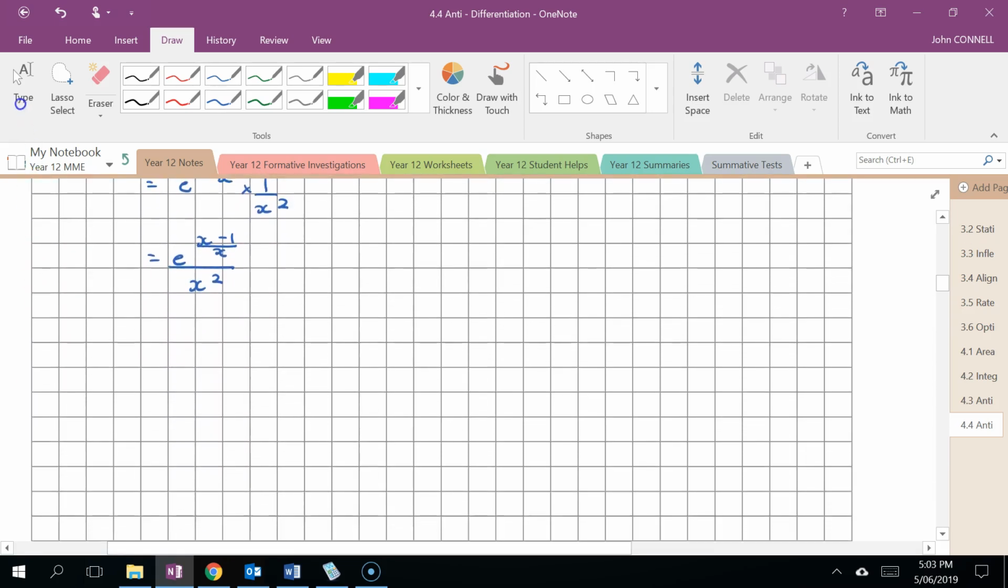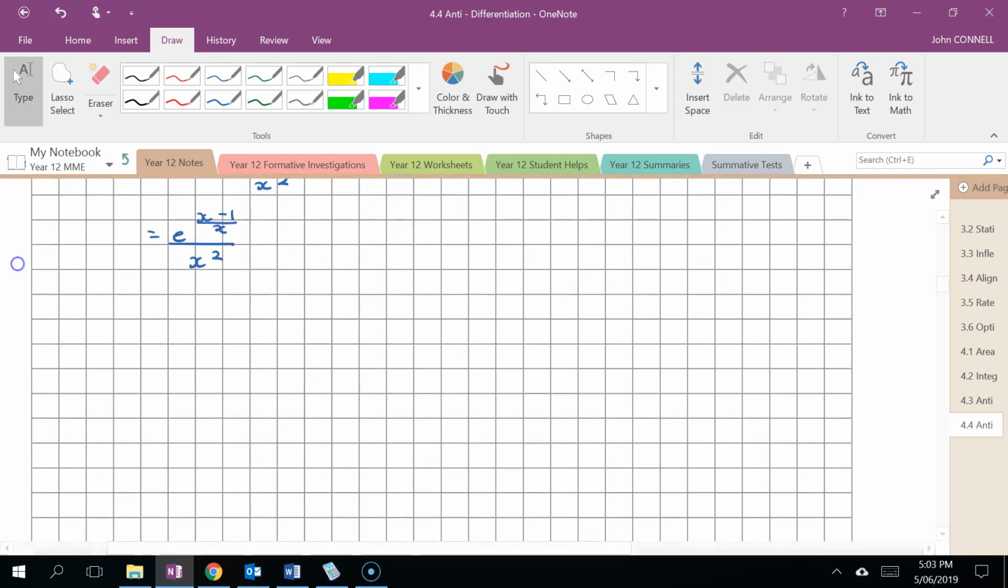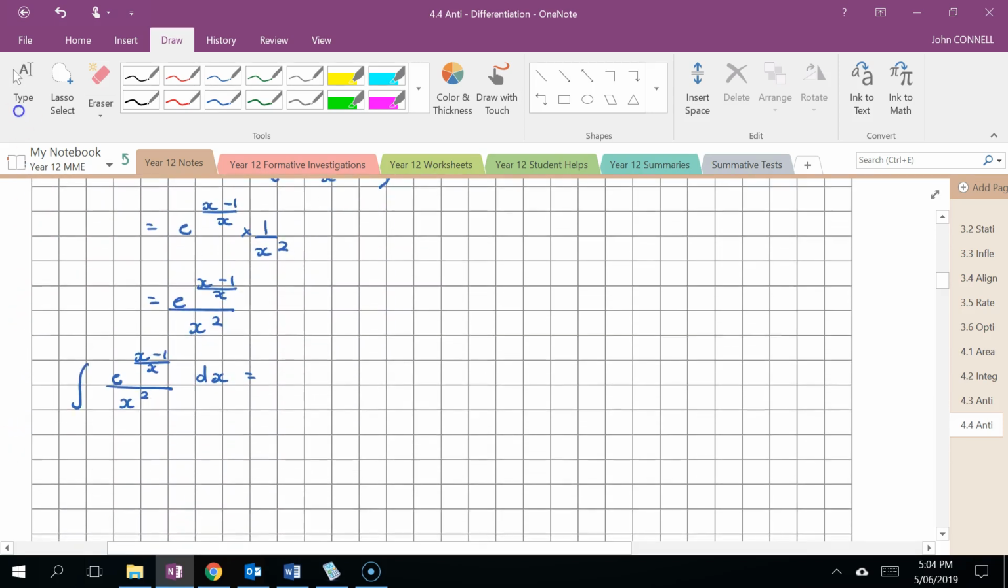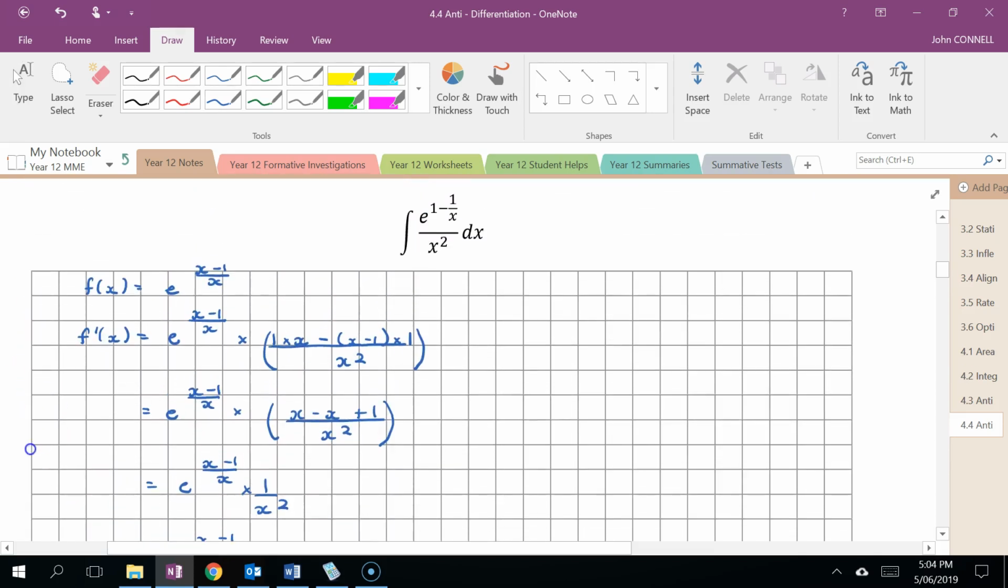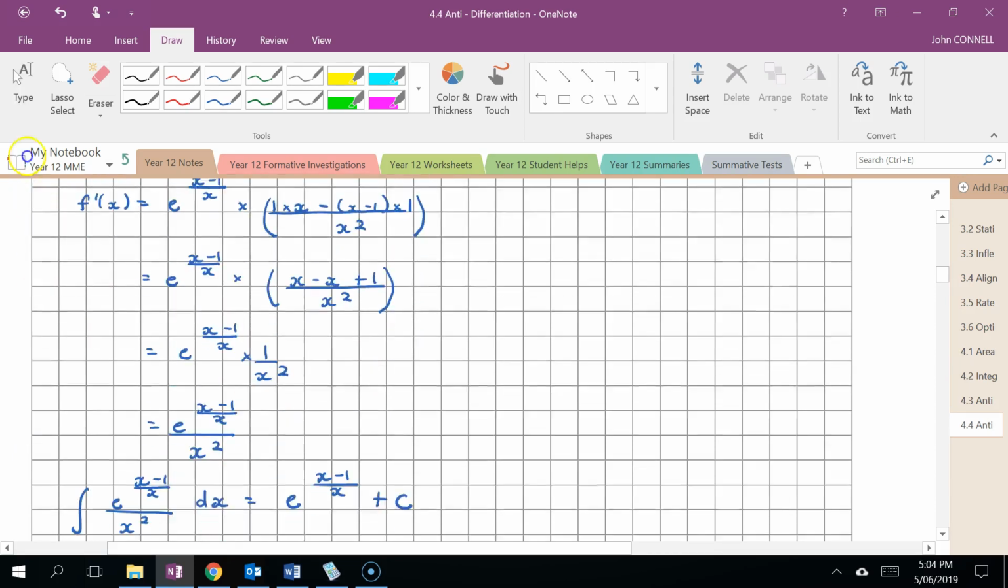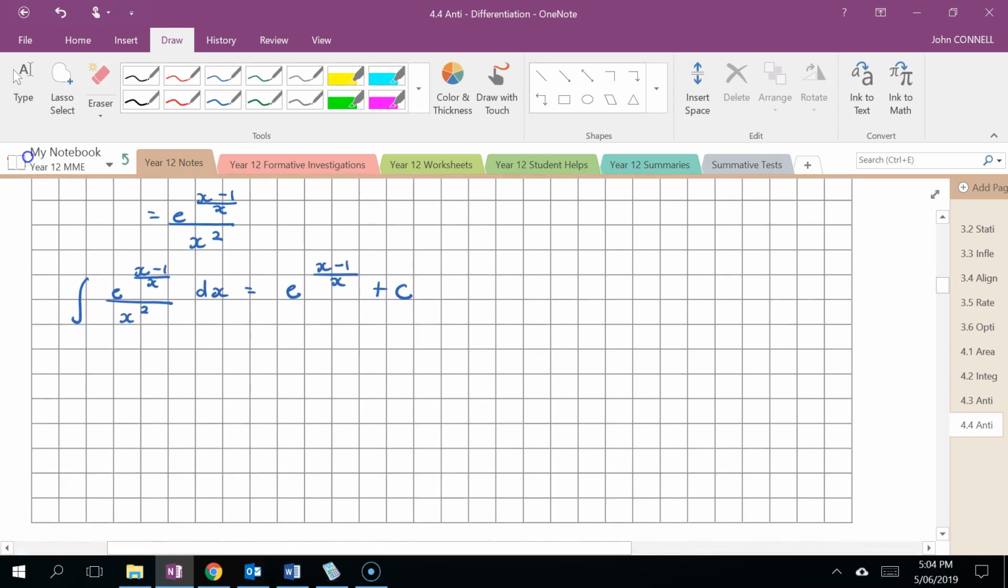Now we know our first step, so we can write down that the integral of this derivative, e to the power of x minus 1 on x all over x squared dx, is equal to the original function. Let's just remind ourselves what it was. It was this exponential to the power of x minus 1 on x, plus c. Now, we don't quite have what we're looking for. We're close, but we've got a different power of e. But there must be a link between what we're doing here and that power.